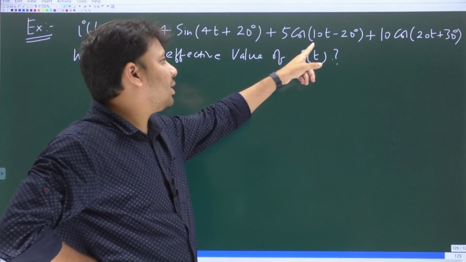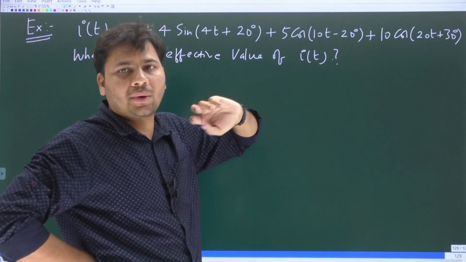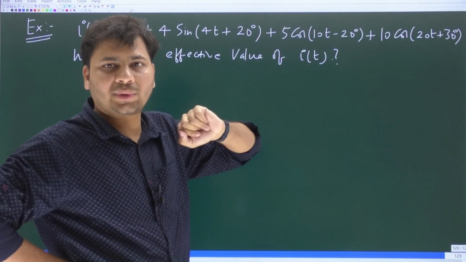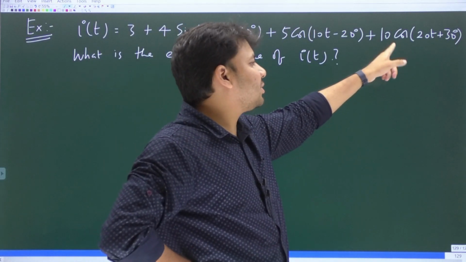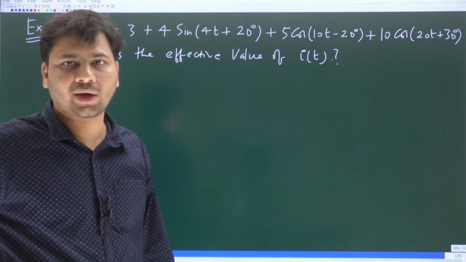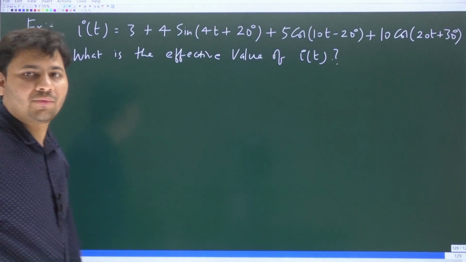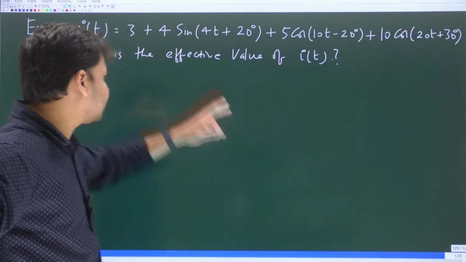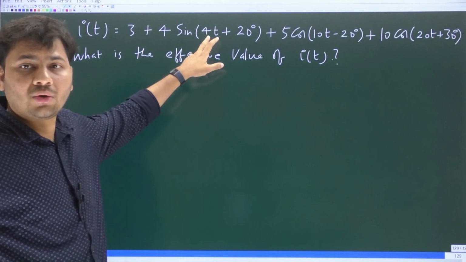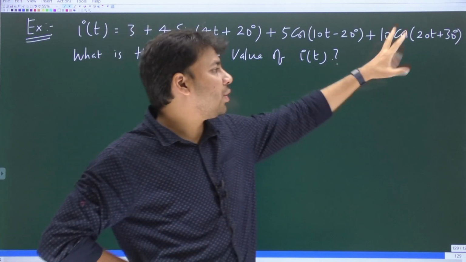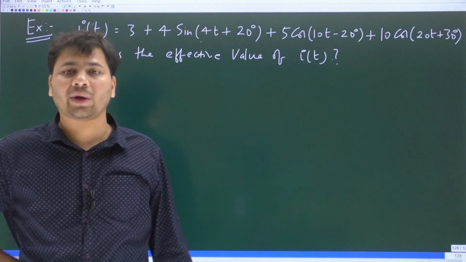What is the third term? 5 cos 10t minus 20 degrees. That is also sinusoidal, at a frequency of 10 radians per second. The last term is also sinusoidal, at a frequency of 20 radians per second. So are we not having all the 4 current components at 4 different frequencies? First is DC. Second is omega equal to 4. Third is omega equal to 10. Fourth is omega equal to 20.